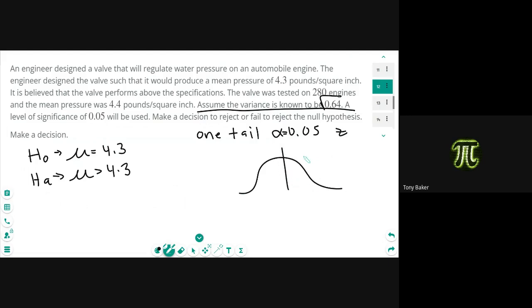All right, so it's one-tailed, and we're going to be greater than. So we're looking up here. One-tailed at 0.05 is 1.645. So that's there. Now I need to find the test statistic, my Z. So I have 4.4 minus 4.3, divided by 0.08 over the square root of 280.